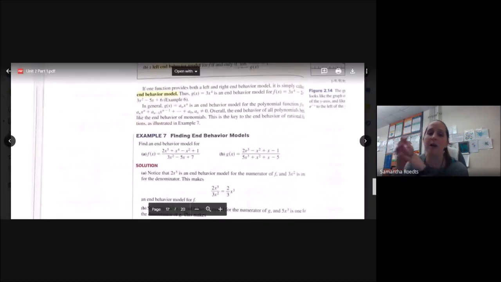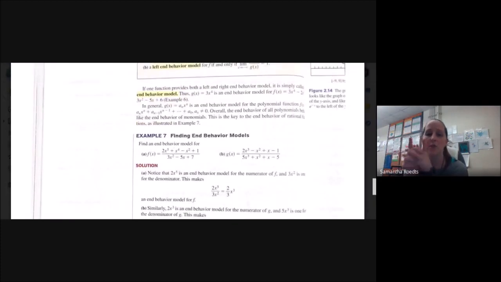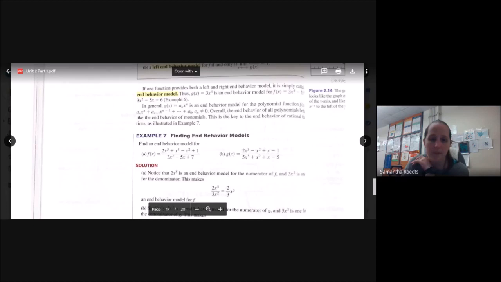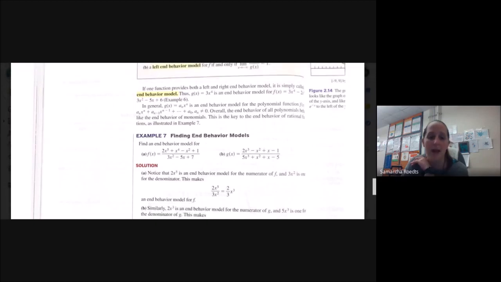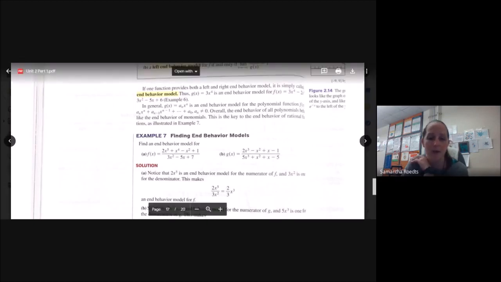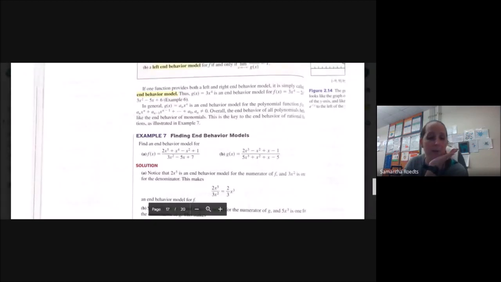So I'm finding end behavior models for a and b. For a, I have 2x to the fifth plus x to the fourth minus x squared plus 1 over 3x squared minus 5x plus 7. The first thing I notice is that 2x to the fifth is an end behavior model for the numerator of f, and 3x squared is one for the denominator. So basically, I took the first parts of my polynomials, and that became my end behavior model for f of x, for the numerator and the denominator. And then I just simplified them.